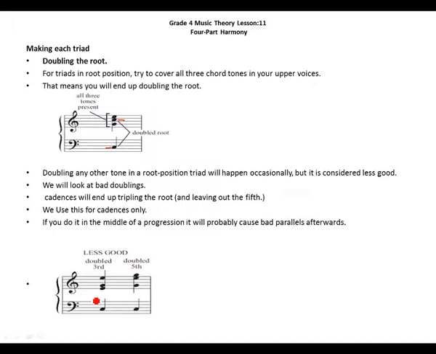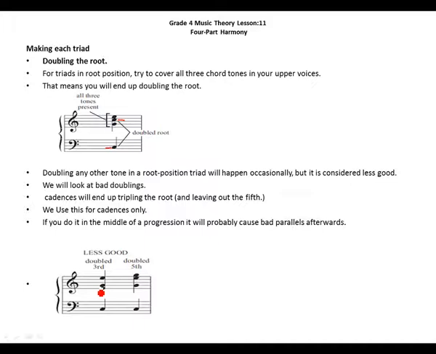This is less good. Here we doubled the third, which is not good. Here we've doubled the fifth, and again it's less good. So let's take a look.